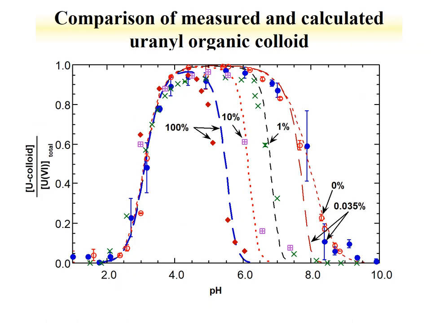One can also use the data to evaluate the amount of organic matter, colloids, that would be present. So we've used the summation of all the uranium colloids to look at the complexation and formation of uranium colloid as a function of CO2 partial pressure. And what we see here is that there's a noticeable impact of CO2 partial pressure. We go from 10% to 0%. We see that the amount of colloid at higher pHs increases if there's no carbonate present.